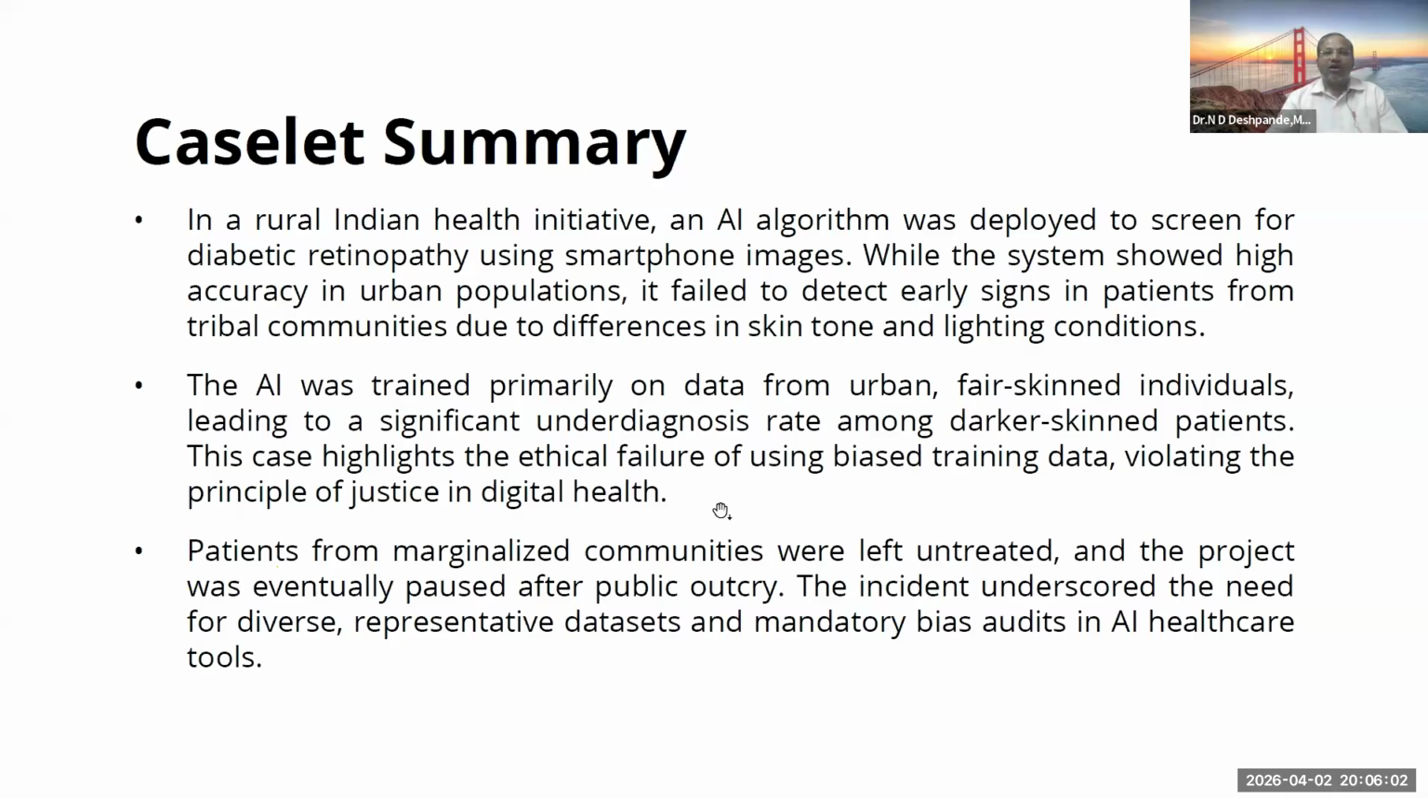So how the AI has been trained, under what conditions, and how many representative samples it has, the images it can generate are based upon the past treatment or training of the AI algorithm. So patients from the marginalized community were left untreated, and the project was eventually paused after the public outcry. The incident underscored the need for diverse representative data sets and mandatory bias audits in AI healthcare tools. So it calls for representation from all the sections of society, whereby AI can work amongst all sorts of people rather than only being meant for certain specific types of outlooks or people having some features.